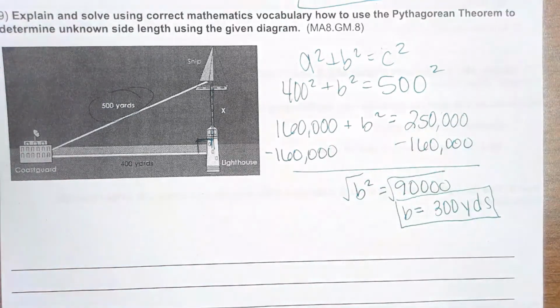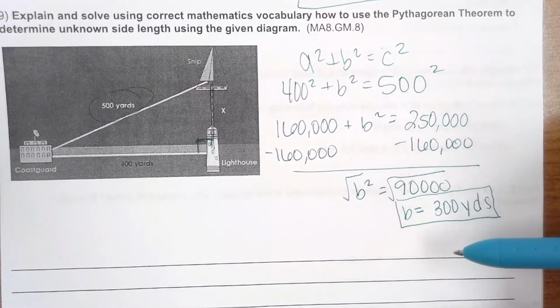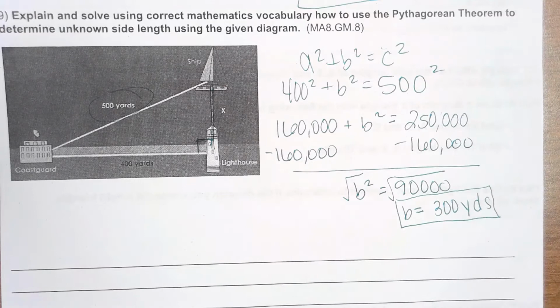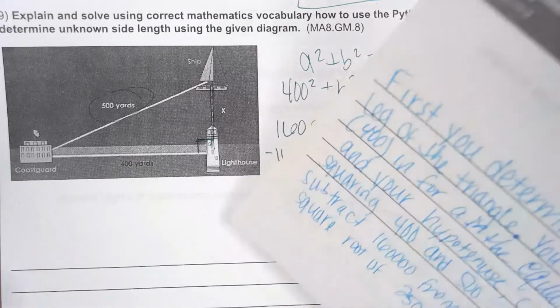Okay? So all you will need to do is explain what you just did. I'm going to show you my explanation, and we want you to be as thorough as possible, especially when you go to explain. You need to explain everything step by step. That's why you see a lot of lines down here, because we do expect you to write a lot whenever it deals with the Pythagorean theorem.